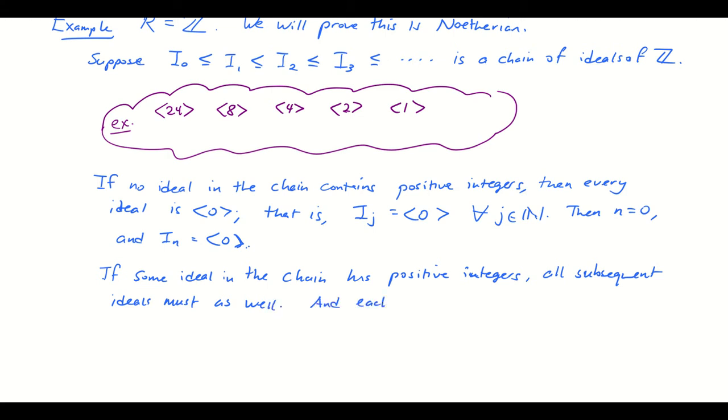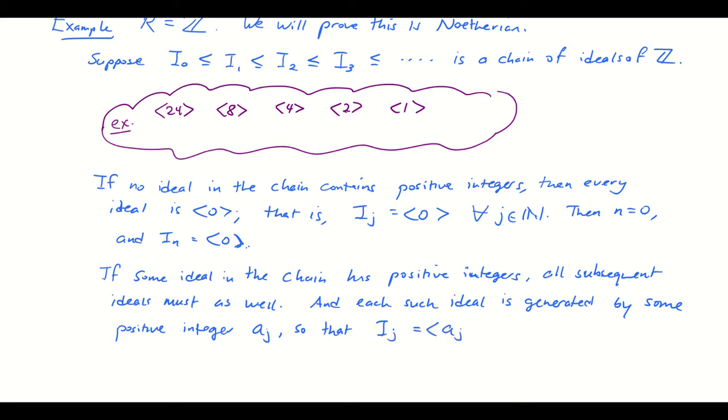And each such ideal is generated by some positive integer a sub j, so that I sub j is equal to the ideal generated by a sub j, where a sub j is positive, for each such j. So we're allowing for the fact that there may still be 0 ideals in the chain, but eventually we have to get off of 0, otherwise we have stabilized.